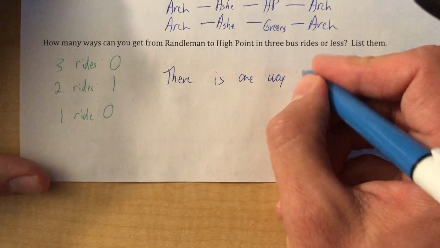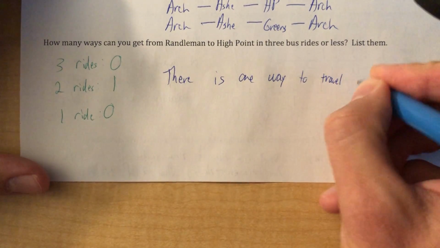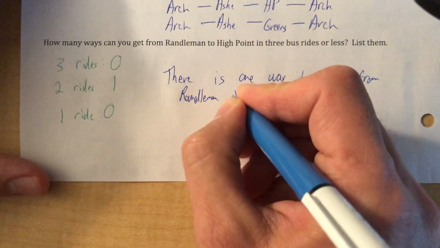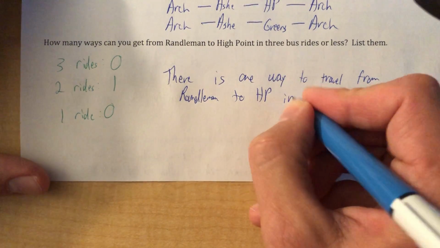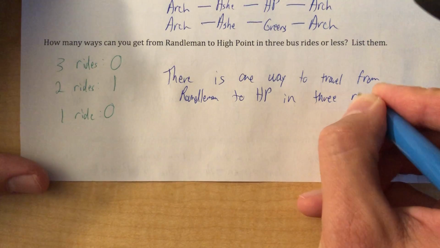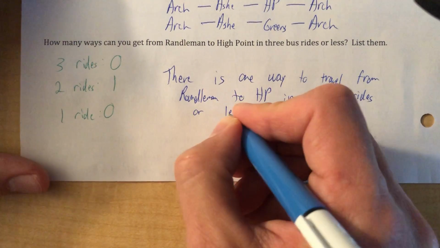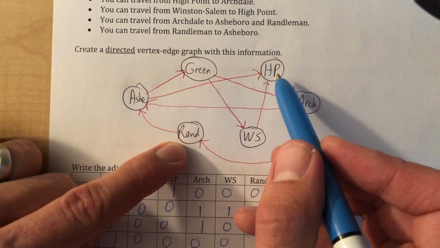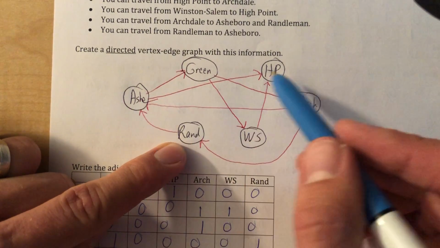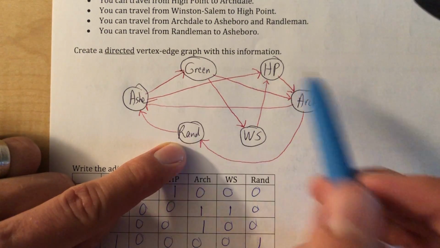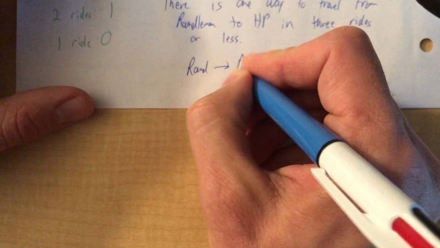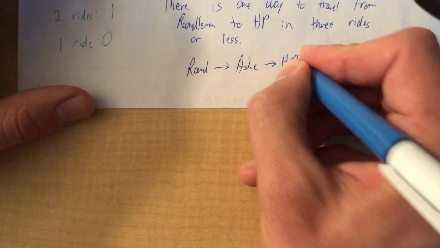There is one way to travel from Randleman to High Point in 3 rides or less. And then it says list them. Well, I'm only looking for a double ride, so Randleman to High Point. Here goes. Randleman to High Point. 1, 2. Randleman, Asheboro, High Point. Done. 3 cities, but 2 bus rides. Randleman, Asheboro, High Point. There we go.